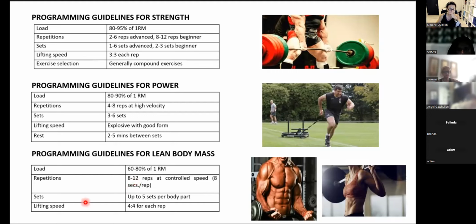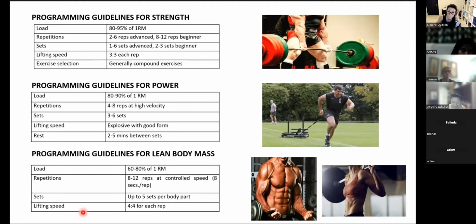All right, so then you can do up to 5 sets per body part. We will talk about this one again tomorrow, because when it comes to programming, the total volume of sets you do per week plays a crucial role, okay? So we will talk about this one tomorrow.